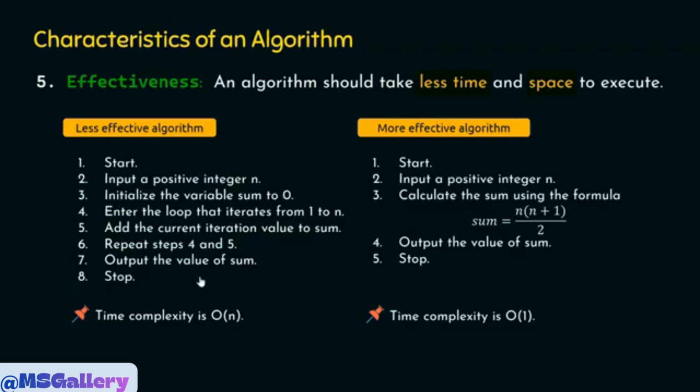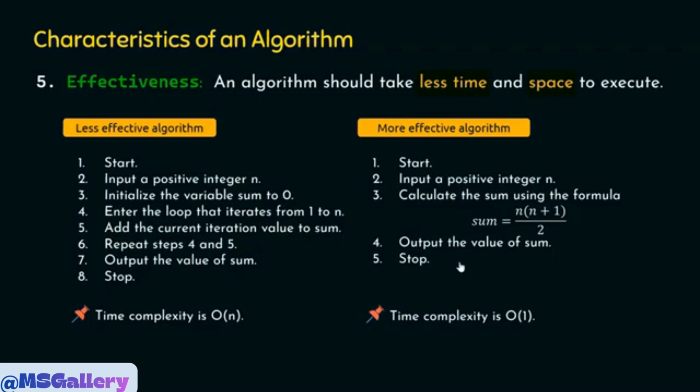Now you might be wondering, what is the meaning of time complexity? Don't worry, we will understand time complexity in our subsequent lectures because this course is all about the design and analysis of algorithms. In the analysis part, we will understand how to analyze an algorithm. This means to check how effective an algorithm is. Just remember for now that big O of n is bigger than big O of 1. This means that this algorithm takes more time compared to this algorithm.